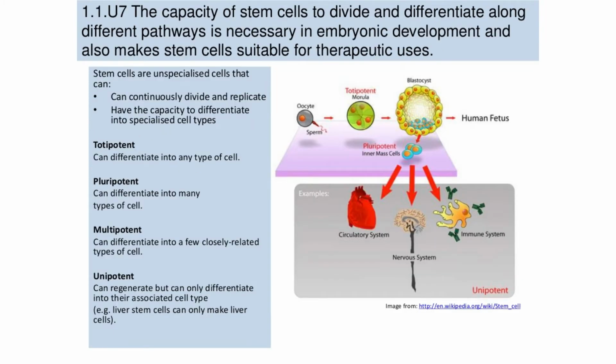The last thing I'll talk about is stem cells. Stem cells are unspecialized cells that can continuously divide and replicate. They have the capacity to differentiate into specialized cell types. The different types are totipotent, which means they can differentiate into any type of cell; pluripotent, they can differentiate into many types of cells, but not all; multipotent, they can differentiate into a few closely related types of cells; and unipotent, they can only regenerate into one cell type.